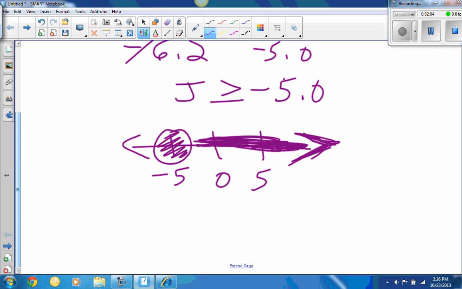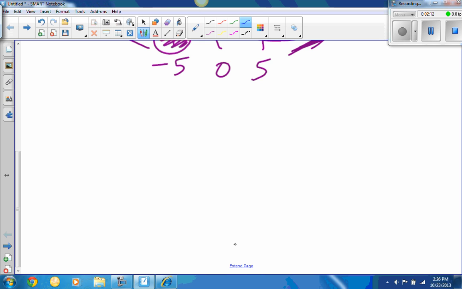So let's try another one that is a little harder, simply because it has fractions in it. But I'm going to show you that you're still going to follow the exact same steps that you would follow if it was just an equal sign here. It's the exact same steps. So what do you notice first? That's going to be a problem.